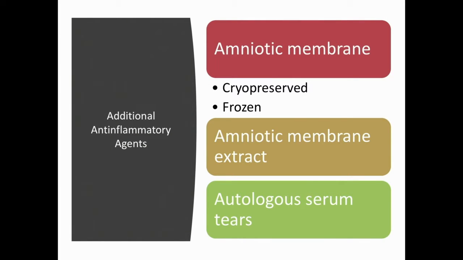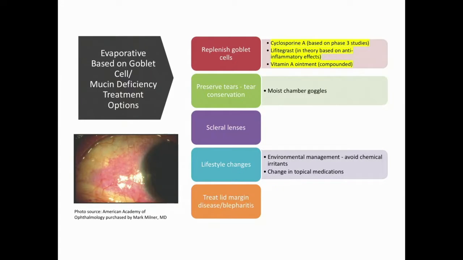Additional anti-inflammatory agents include amniotic membrane, which comes cryopreserved or frozen, in contact lens-like delivery systems, as well as amniotic membrane extract and autologous serum tears.